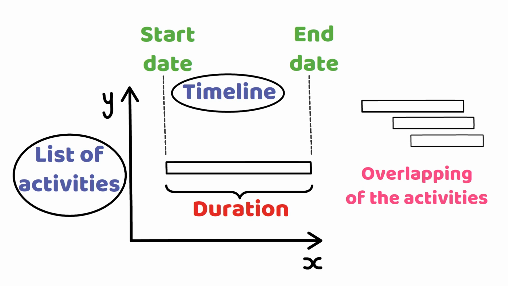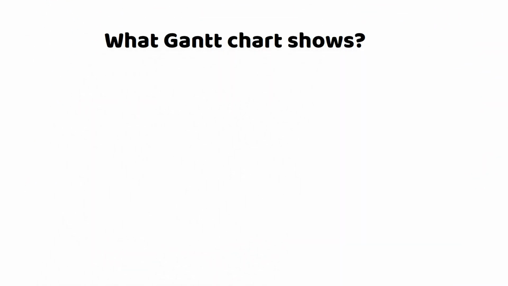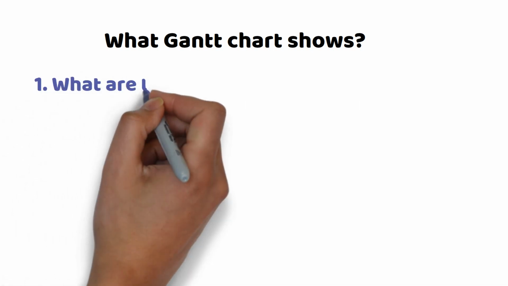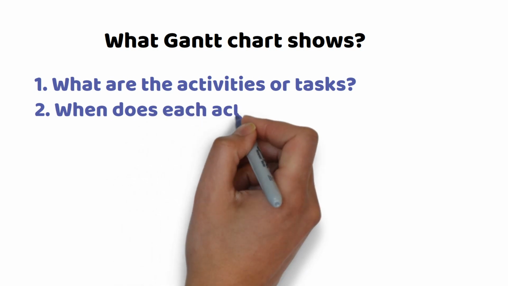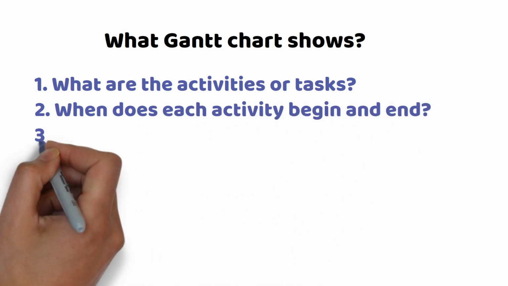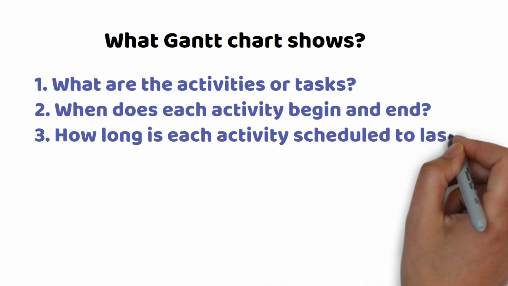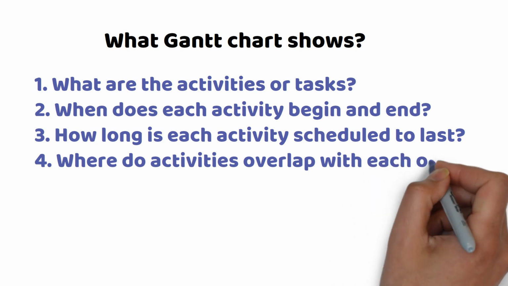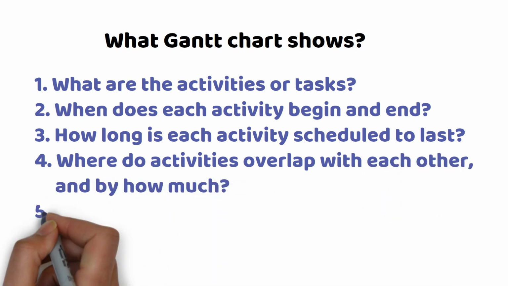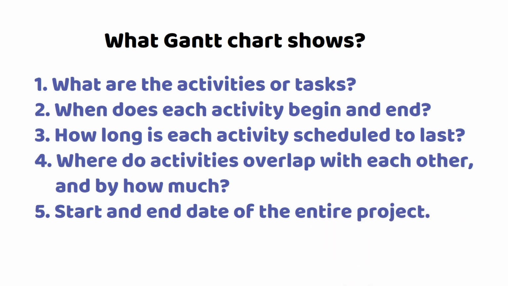In short, a Gantt chart allows the manager to see: 1. What are the activities or tasks? 2. When does each activity begin and end? 3. How long is each activity scheduled to last? 4. Where do activities overlap with each other, and by how much? 5. And the start and end date of the entire project.